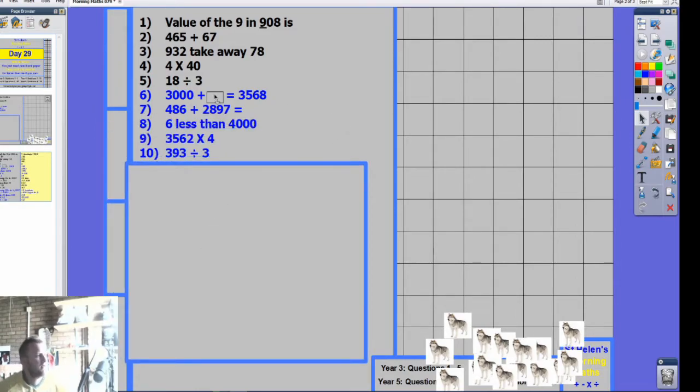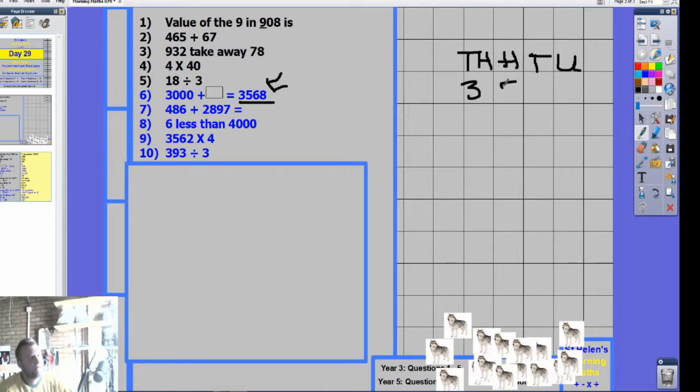Right, so we've got 3,000 plus what equals 3,568. Okay, perfect. All we then need to do is split this number up here. We know that we've got a 3,000. So let's write our hats and caps down. Always write your hats and caps down: units, tens, hundreds, thousands. Write out this number over here. That's the number you want to write out.